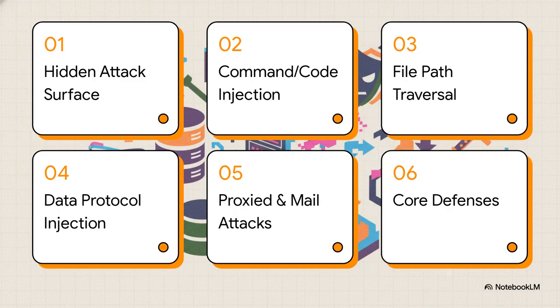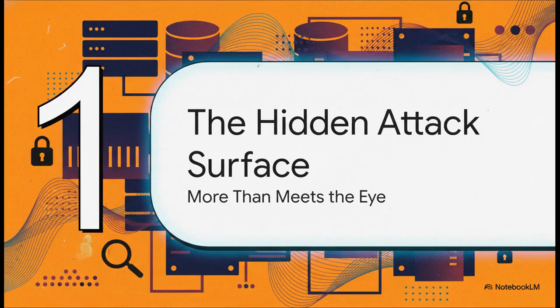Okay, so here's our roadmap for this chapter. First, we'll talk about what this hidden attack surface really is. Then, we'll get into the nitty-gritty of some major attack types: command and code injection, file path traversal, and data protocol injection. After that, we'll touch on proxied and mail attacks. And to wrap it all up, we'll cover the core defenses you need to know to stop these things from happening. All right, let's kick things off with the hidden attack surface.